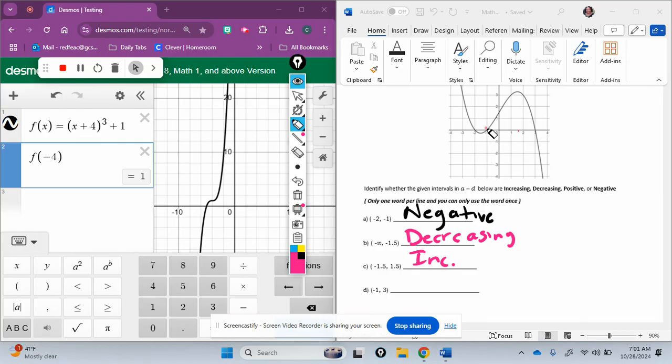-1 is here. So from -1 to 3, from this portion to this portion, the graph is above the x-axis. So that is your positive portion. I hope you understand that.